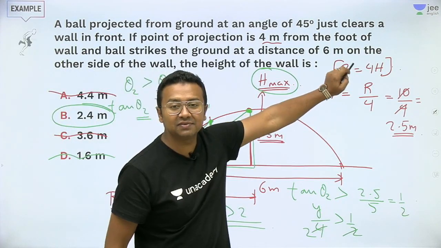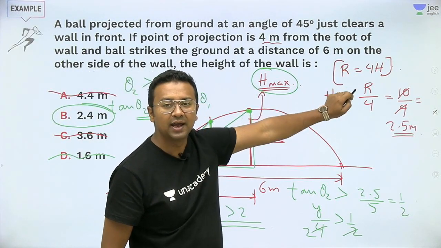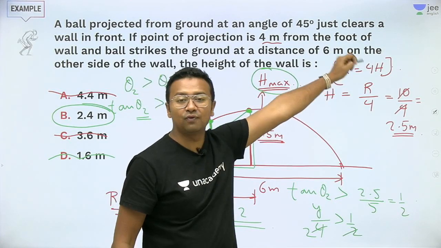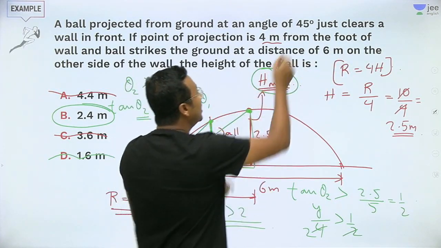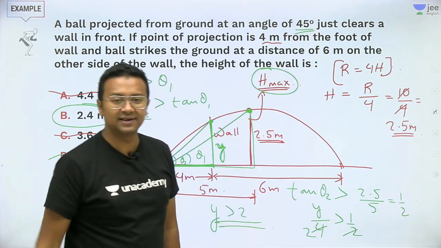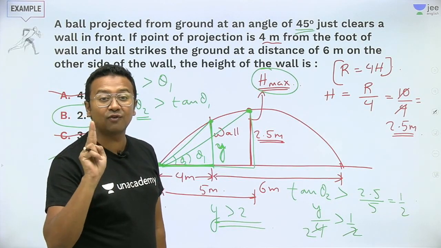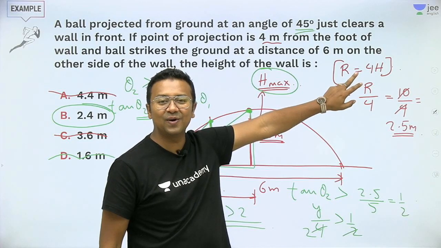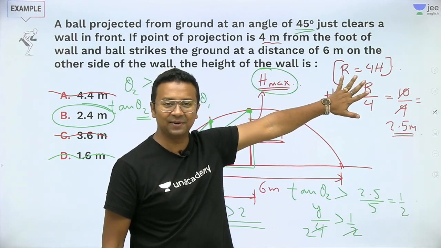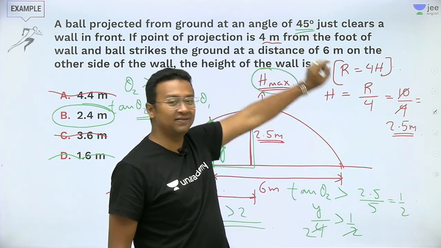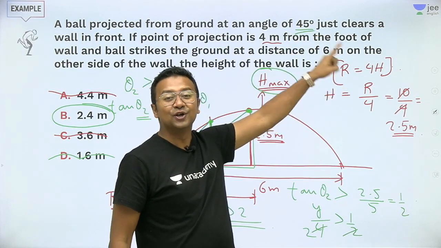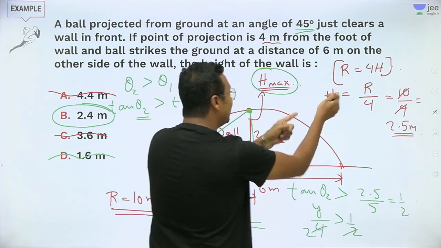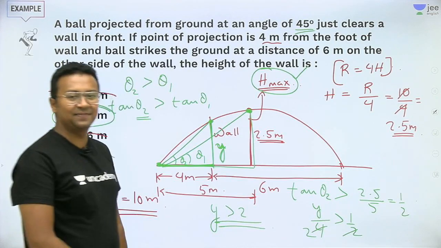See, this relation was important. If you know this relation, R is equal to 4 times H for 45 degree condition. Okay? It is only true for 45 degree. Remember that. This is not true for all cases, so don't go ahead and put this for all the cases. It is only for 45 degree this relation is true. So from the range, I was able to calculate the height max.